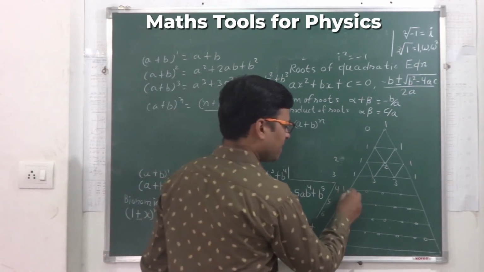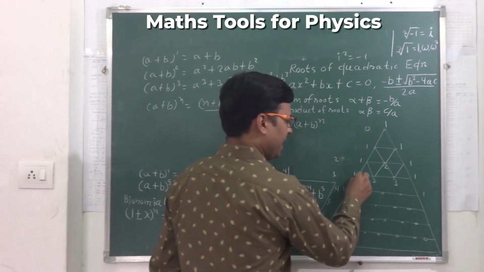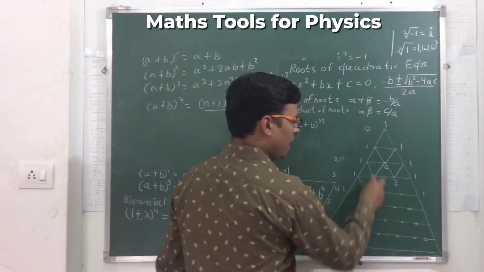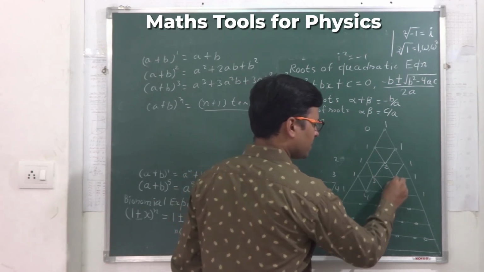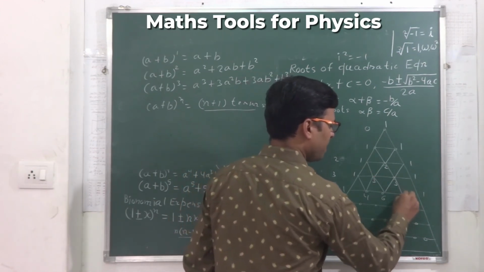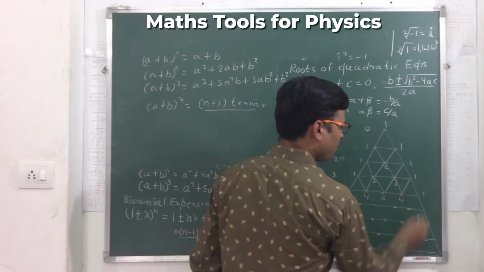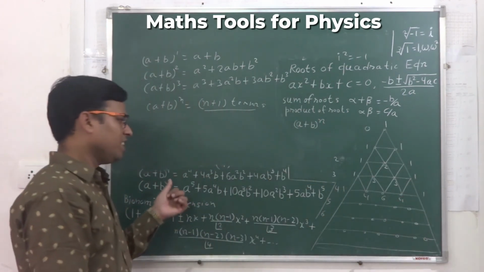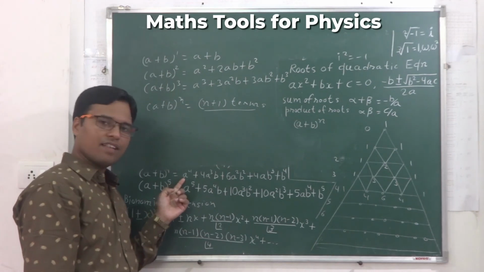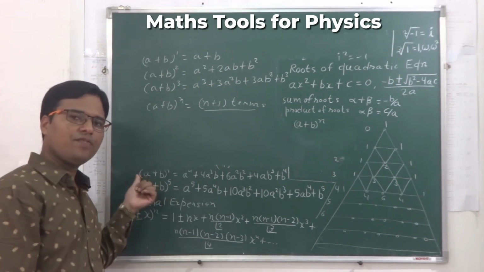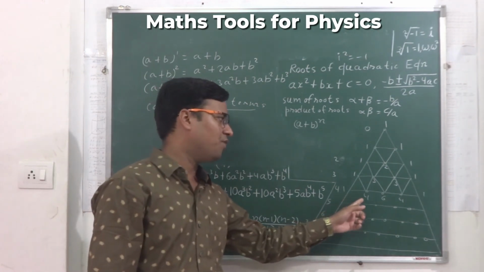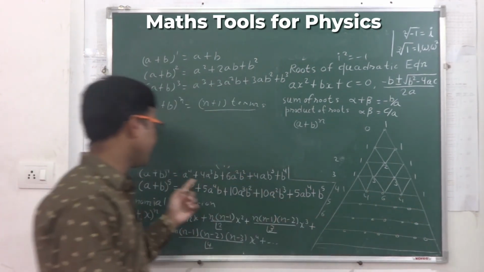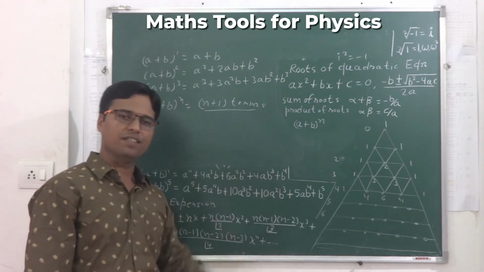We can get these terms again by adding those upper terms: 1 plus 3 is equal to 4, 3 plus 3 is equal to 6, 3 plus 1 is equal to 4. So you can check it here. In the expansion of (a+b)^4, it is equal to 1, 4, 6, 4, 1.